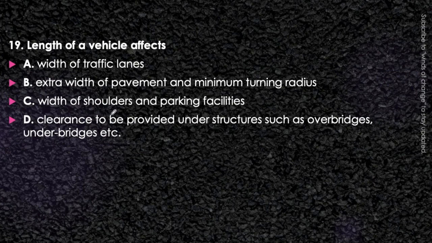Now width of the shoulders and parking facilities, obviously the width of a vehicle will affect it. Now extra width of pavement and minimum turning radius, or width of the traffic lanes, obviously width of traffic lanes will be affected by width only, so the answer will be only the extra width of pavement and minimum turning radius. Now how it is so, let's find it out. Option B will be the correct answer.